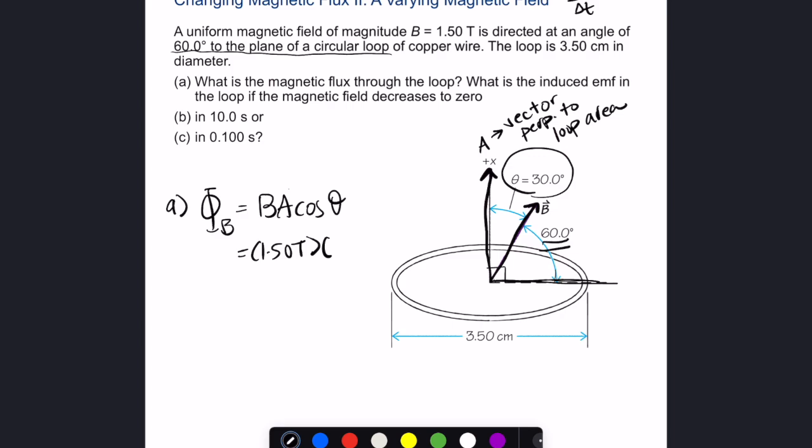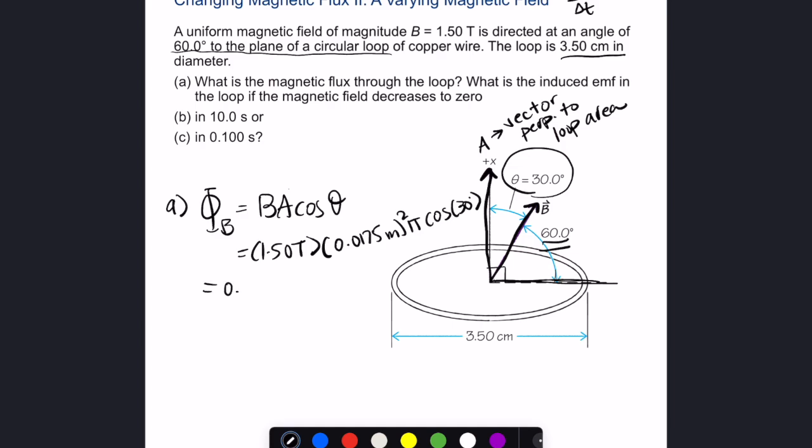Now for the area, we're going to need to calculate the area. We're told that the diameter is 3.5 centimeters. So we're going to need to use the radius, which would be 1.75 centimeters, or 0.0175 meters, squared times pi r squared, right, for the area. And then cosine of 30. So plug that in your calculator.